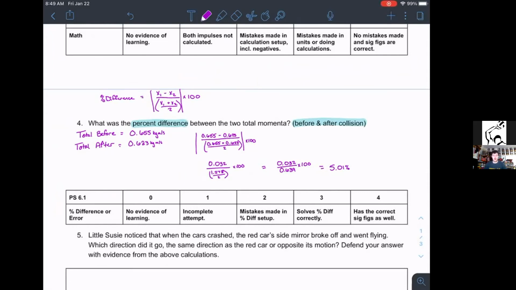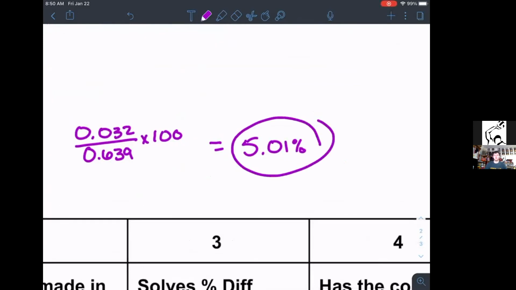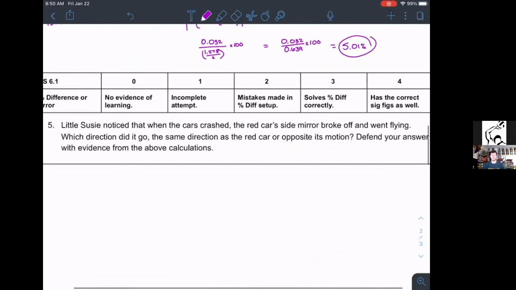So now we have to explain. This is our percent difference between the two, before and after our collision. And question 5 says, little Susie noticed that when the cars crashed, the red car's side mirror broke off and went flying. Which direction did it go? The same direction as the red car, or the opposite direction? Defend your answer with evidence from the above calculations.